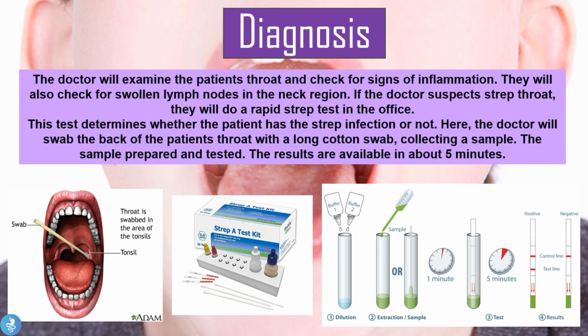The diagnosis of strep throat. So the doctor will examine the patient's throat and check for the signs of inflammation. They will also check for the swollen lymph nodes in the neck region. So if the doctor suspects strep throat, they will do a rapid strep test in the office. So this test actually determines whether the patient has the strep throat infection or not. So here, the doctor will swab the back of the patient's throat with a long cotton swab, collecting a sample, as we can see here.